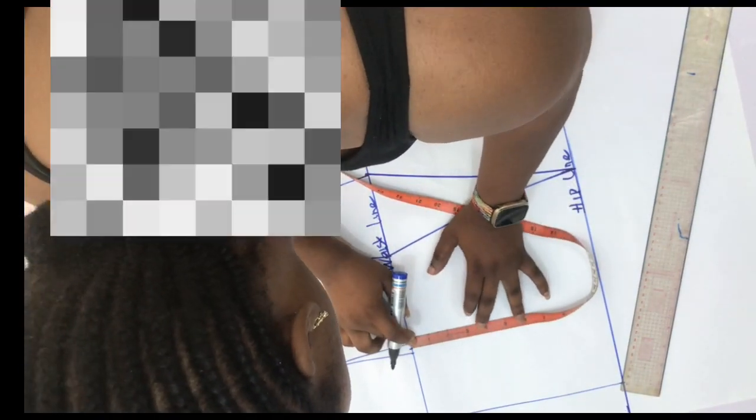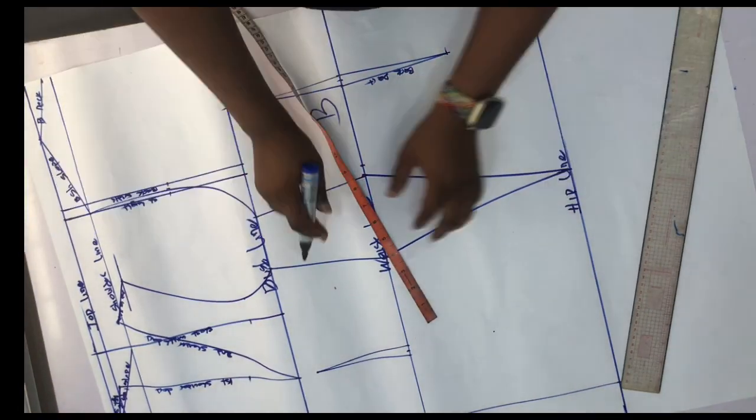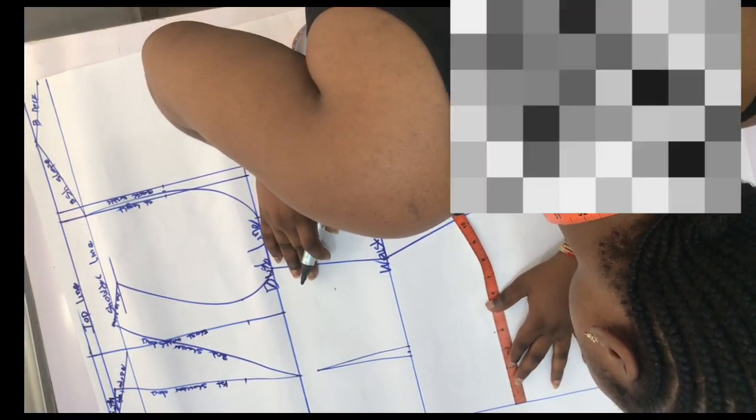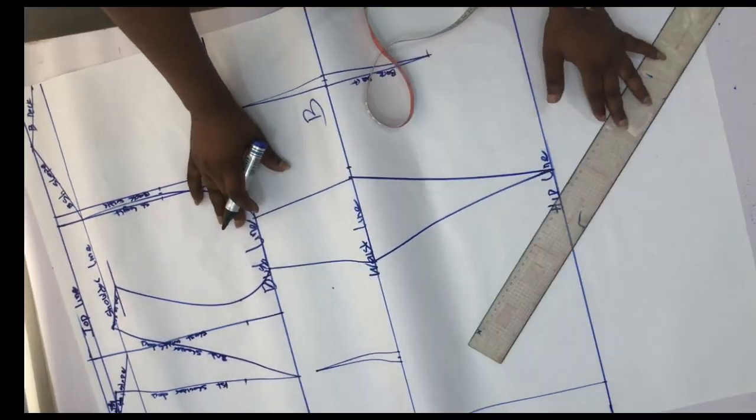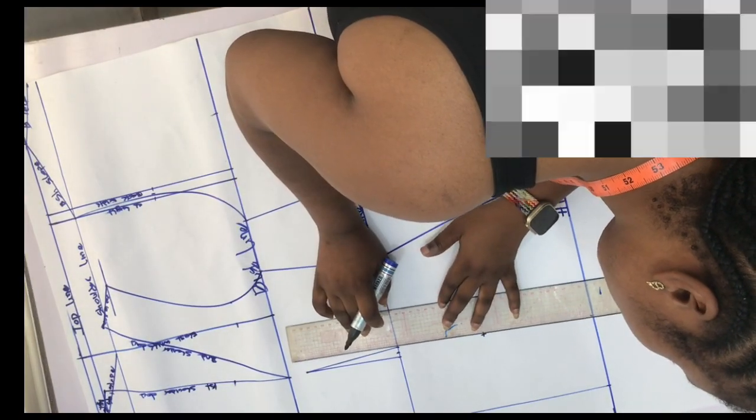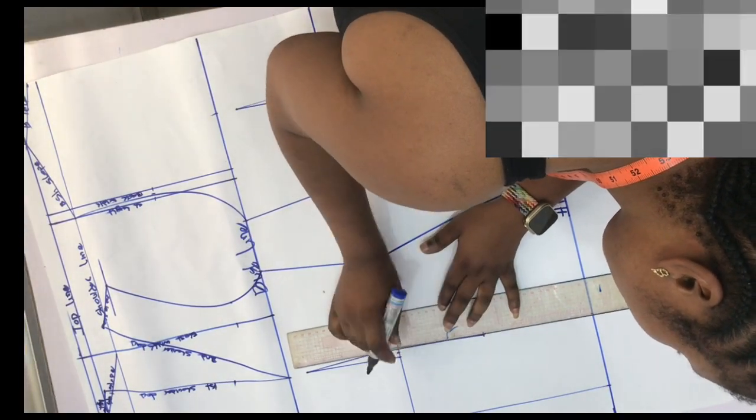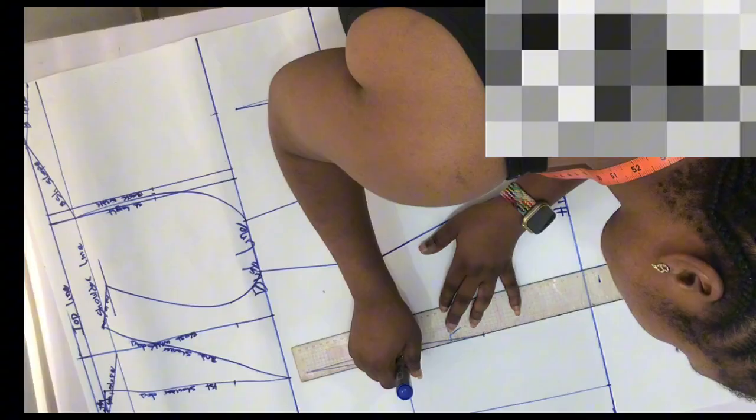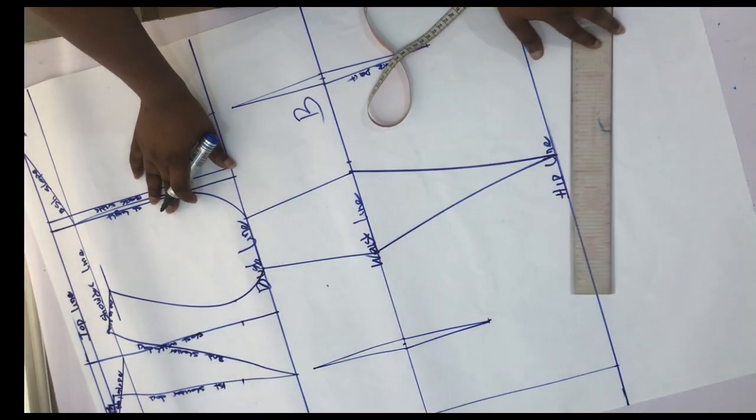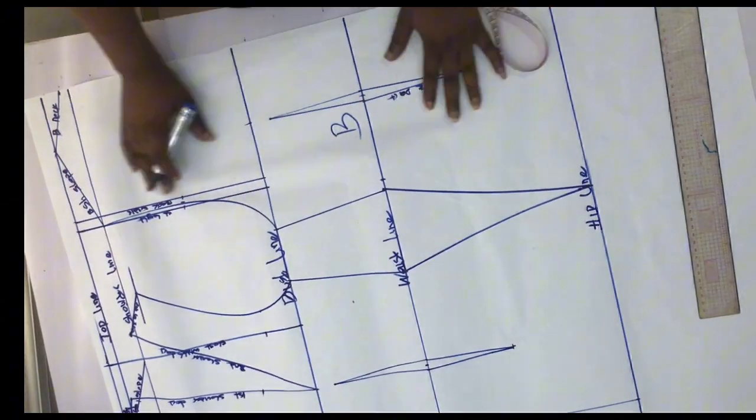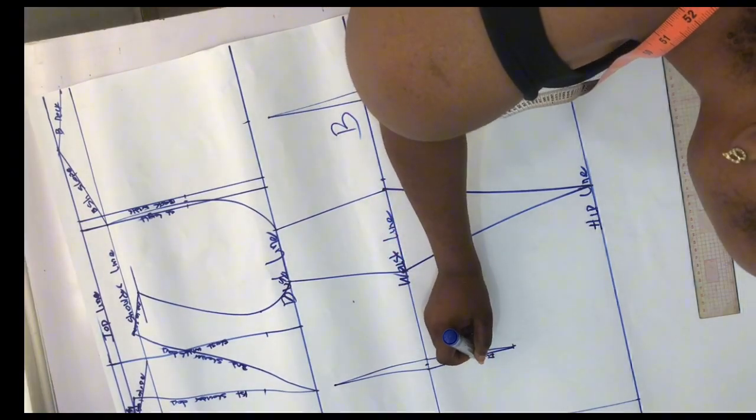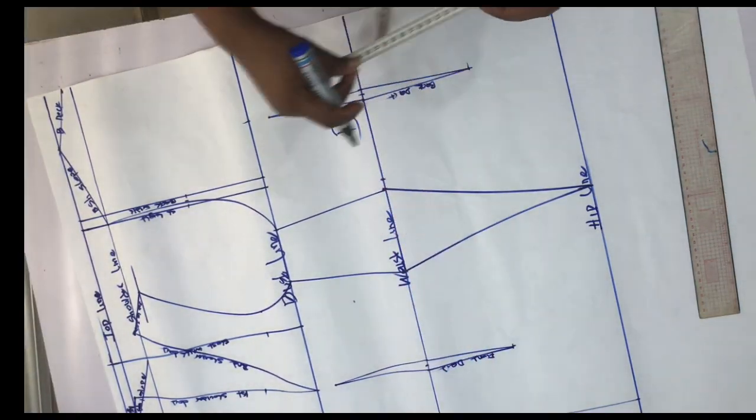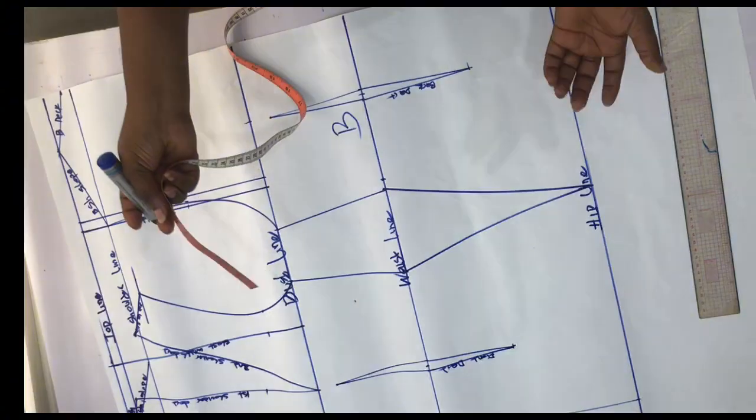So for the front, do you remember when I said that the dart leg for the back is always longer than the dart leg for the front? Yes, so for the front, I used 4.5 inches, and for the back, I used 5.5 inches. You can decide to use 6.5 inches for the back and use 5.5 inches for the front. Just make sure that it is not equal, that the front should be shorter than the back.